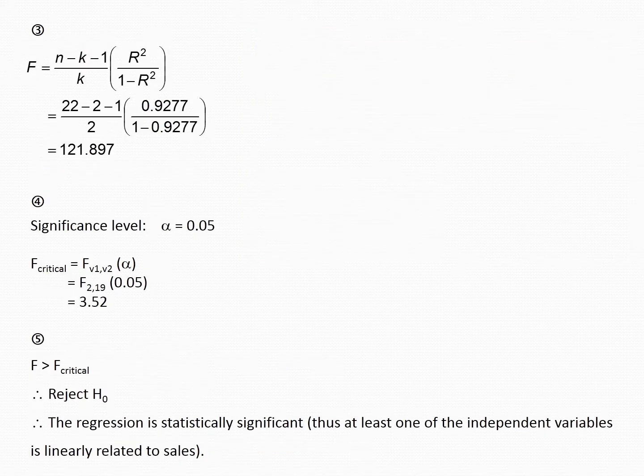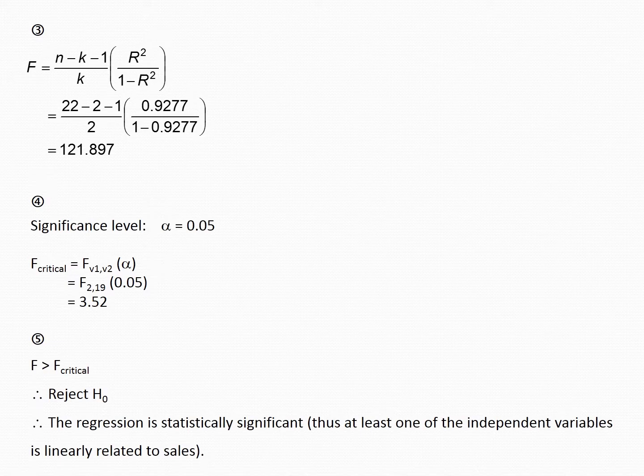For step 3, we can then substitute our sample data to determine our F statistic. So F will be 121.897. Then in step 4, we can read off our F critical value from our 0.05 table, since our significance level is 5%. So that will give us an F critical value of 3.52 at V1 and V2 degrees of freedom.